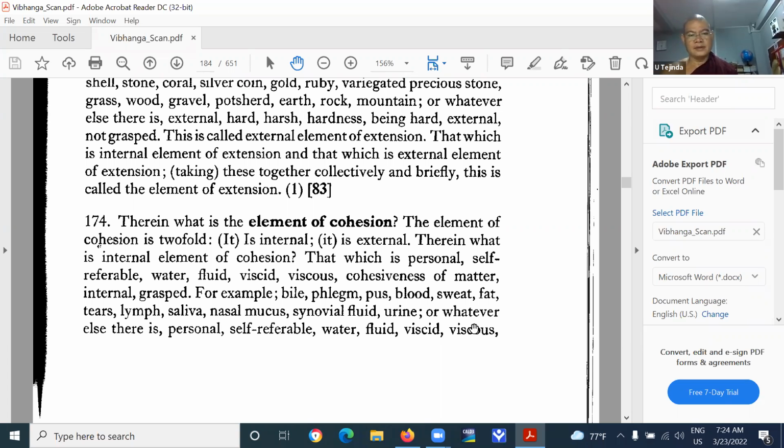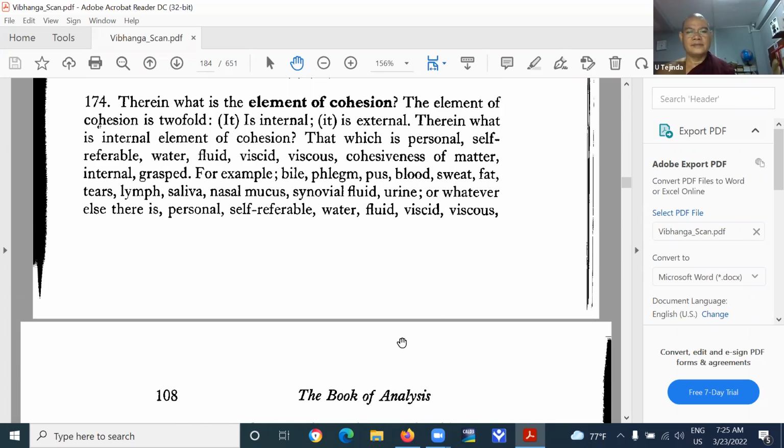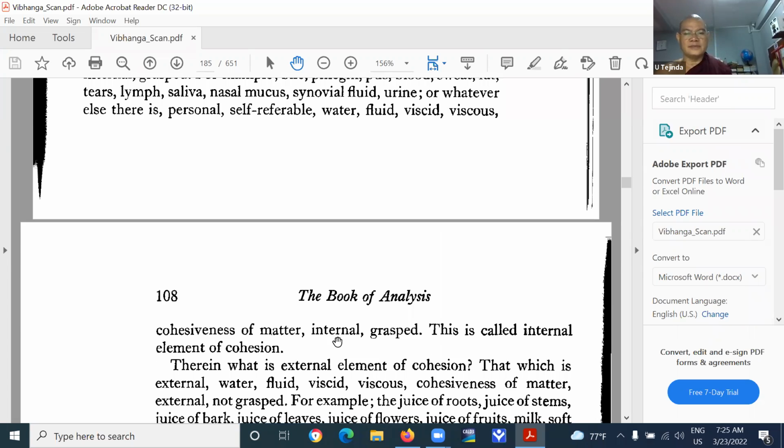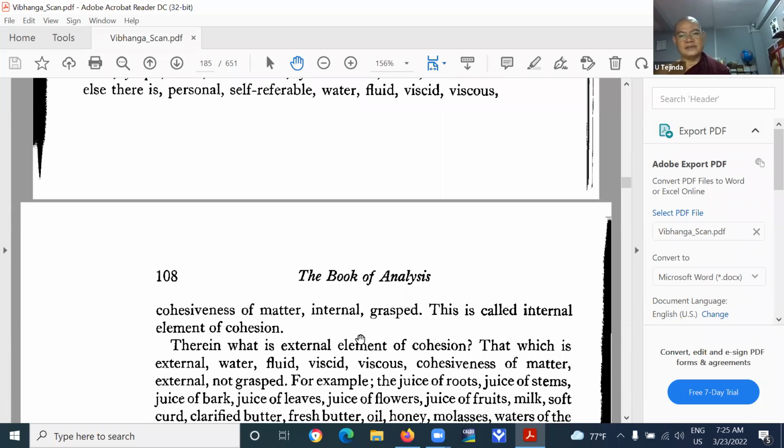These can heat the things to be bigger. Whatever else there is personal, belonging to oneself: water, viscous, cohesiveness of matter. This is called the internal element of cohesion. So how many do you have? Pitta, semha, pubbo, lohita, sedo, medo, assu, vasa, kheḷo, siṅghāṇikā, lasikā, mutta: 12, plus 19, we have 31 parts of the body.